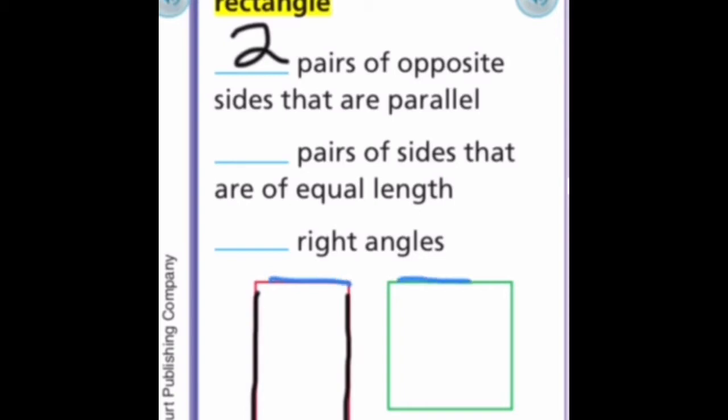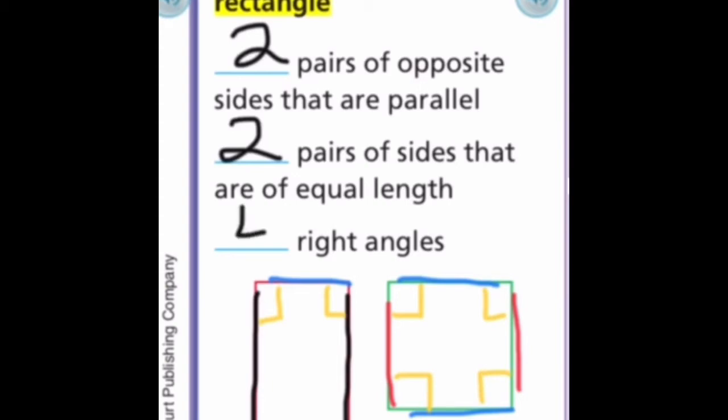Let's go to the green one. This side and that side are equal length. This side and this side are equal length. So it also has two pairs of sides that are of equal length. And then finally, how many right angles? 1, 2, 3, 4. Let's look at the other one. 1, 2, 3, 4. So they have to have four right angles. Two pairs of opposite sides that are parallel, two pairs of sides that are equal length, and four right angles.